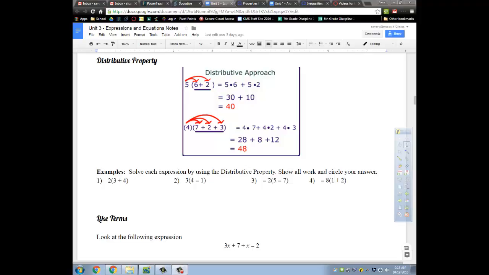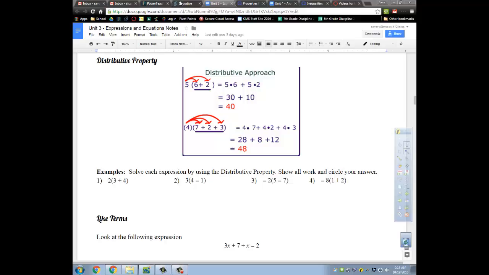Okay, we're going to talk about our last property today, which is the distributive property. Some of you already saw it on your IXL, but we're going to actually go over it now. We're going to go over it today with just numbers, and then next week we're going to go over it with variables as well.